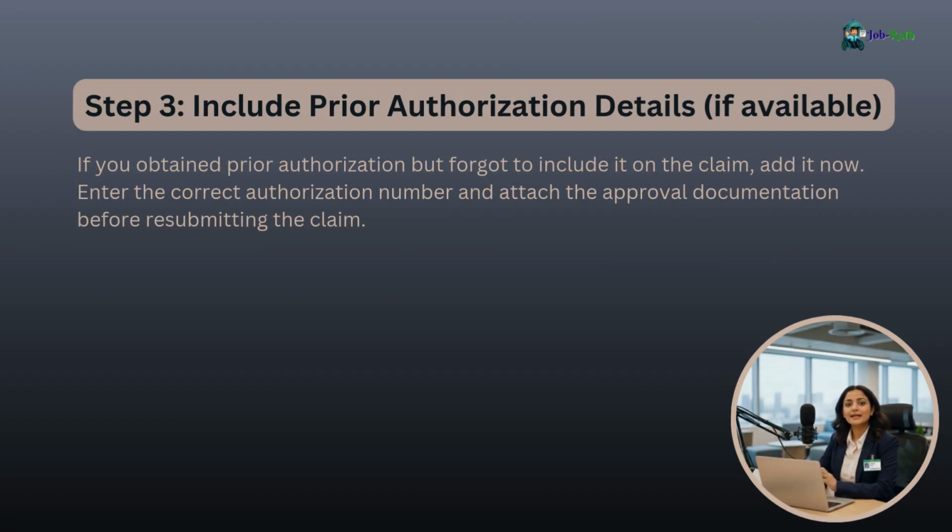Step 3. Include prior authorization details if available. If you obtained prior authorization but forgot to include it on the claim, add it now. Enter the correct authorization number and attach the approval documentation before resubmitting the claim.